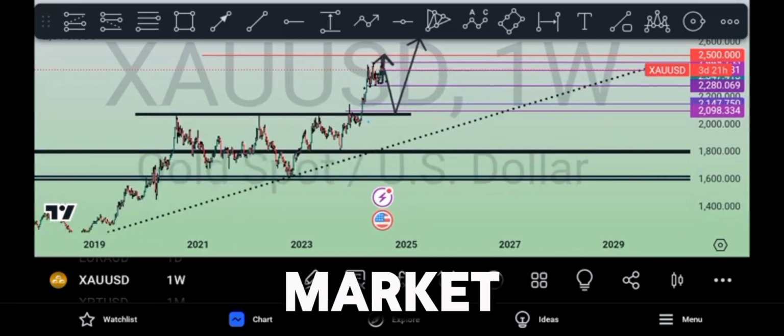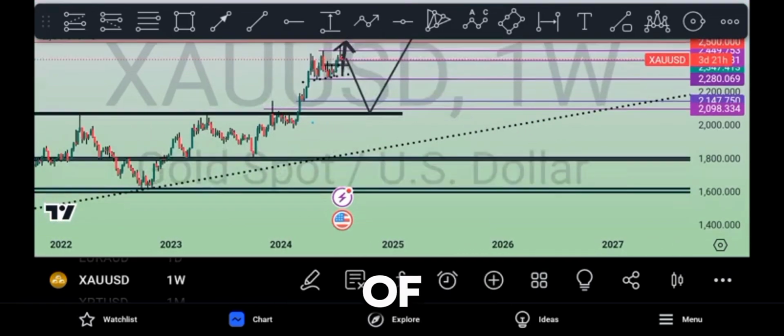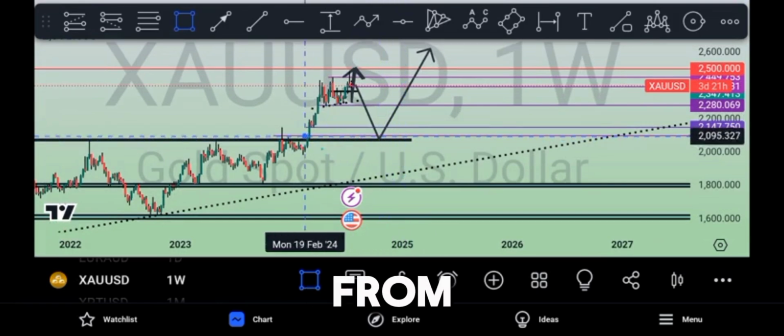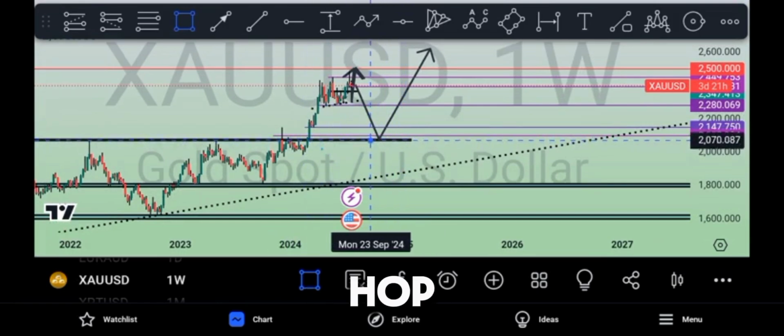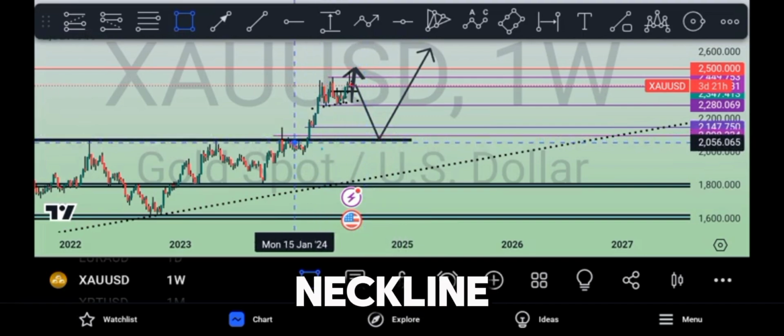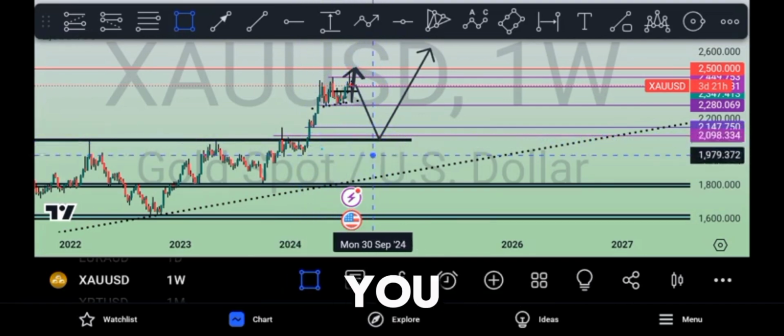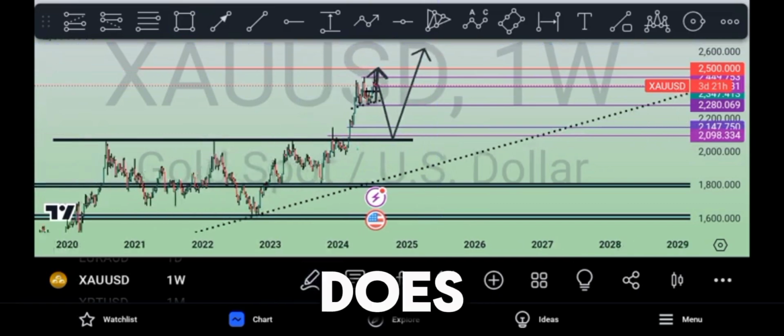So I expect the market to retest the neckline of this. Now this is where you want to be getting your entries from. If you want to hop on this buy, this is where you want to be getting your entries, from the neckline. Once we see candlestick confirmations at this level, then you execute, and that's all.